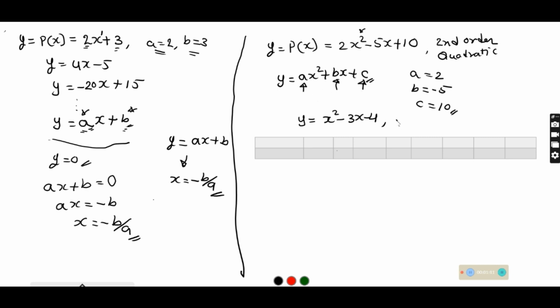So what is the a here? Here a is equal to 1, b is equal to minus 3, and c is equal to minus 4. I am writing this quadratic equation in table form at various points. That means x is the variable, and at various x values we are going to find y. So this is x, and I am writing y here, where y is equal to x square minus 3x minus 4.